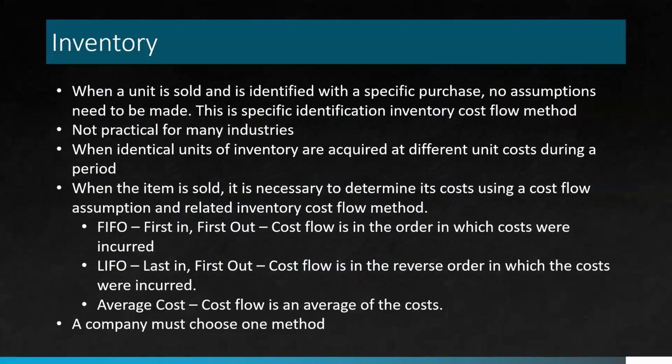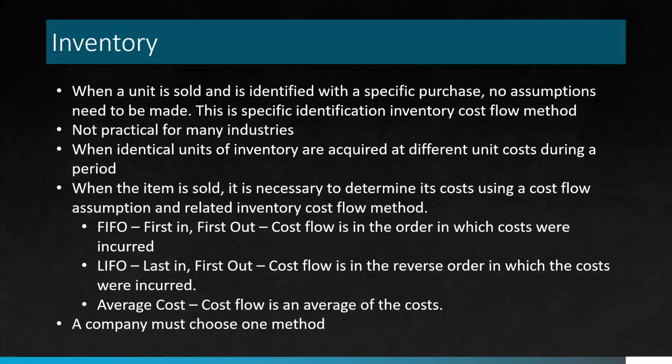So FIFO is first in, first out. So the cost flows are in the order in which the costs are incurred. LIFO is known as last in, first out, and the cost flow is in the reverse order in which the costs were incurred. So with LIFO, last in, the last items you purchased for your inventory are the first ones that you are going to sell.